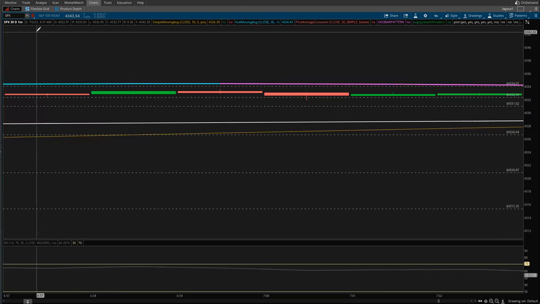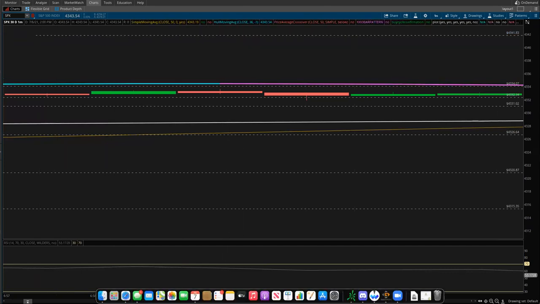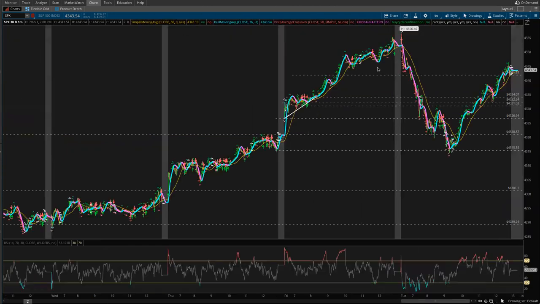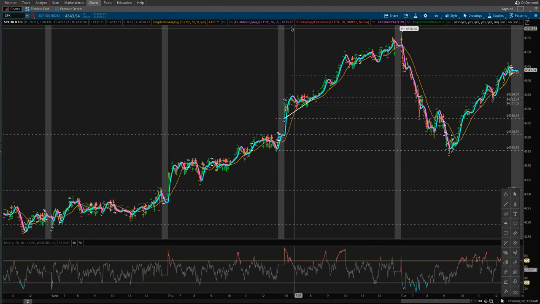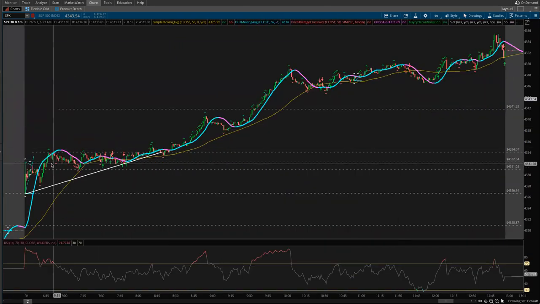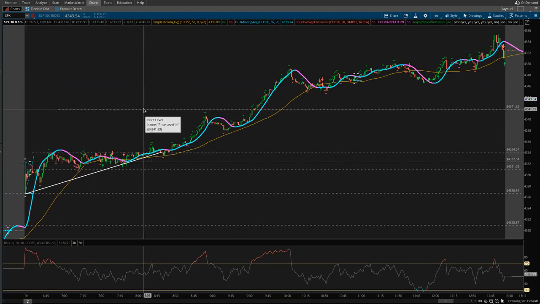Now I'll zoom us back out around here for that move, just because of the base of that triangle. So we took the base of that triangle, zoom us back in, and we just projected it upwards. That's all we did. Took the base of this right here, boom to boom, projected it upwards. That's the profit target we got. That's the profit target we hit.